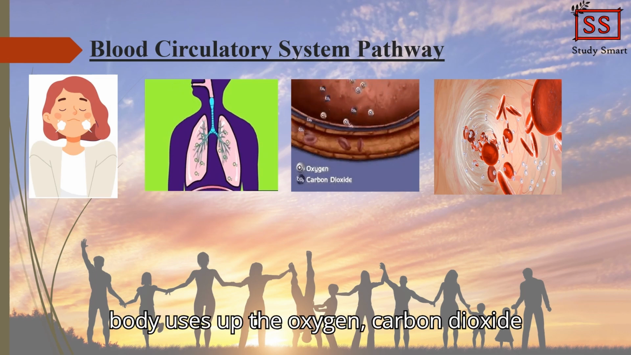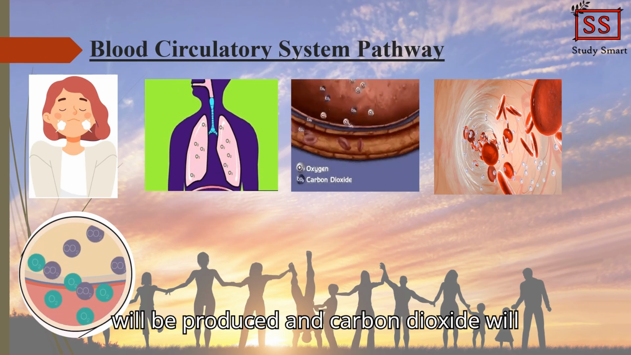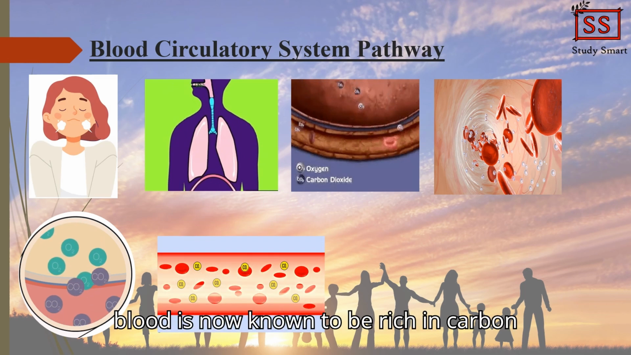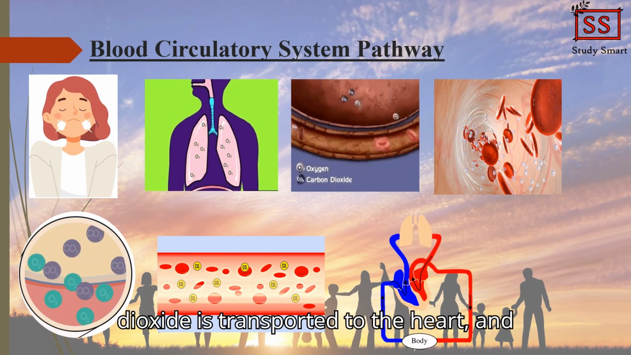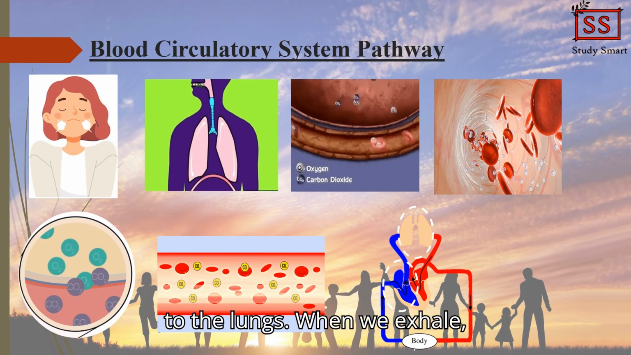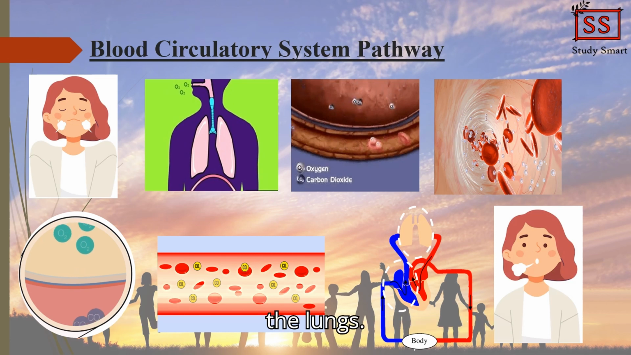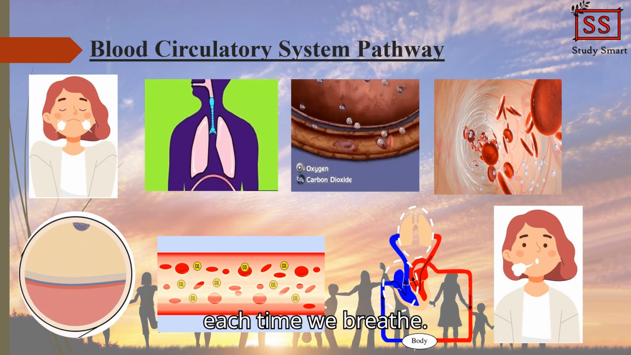When the body uses up the oxygen, carbon dioxide will be produced and absorbed into the blood. So, the blood is now known to be rich in carbon dioxide. Blood that is rich in carbon dioxide is transported to the heart and from the heart, the blood will be pumped to the lungs. When we exhale, the carbon dioxide will be removed from the lungs. The blood circulation process is repeated each time we breathe.